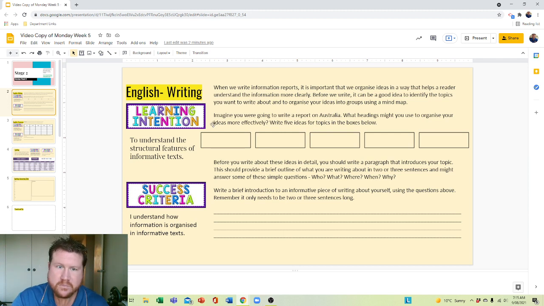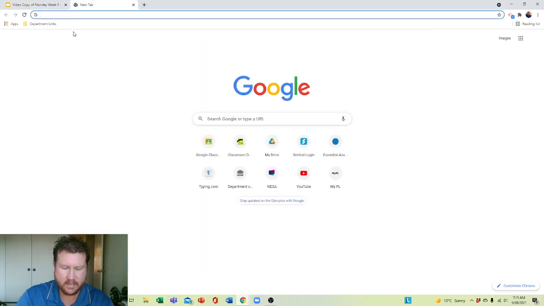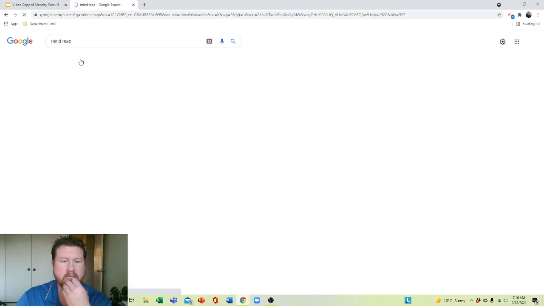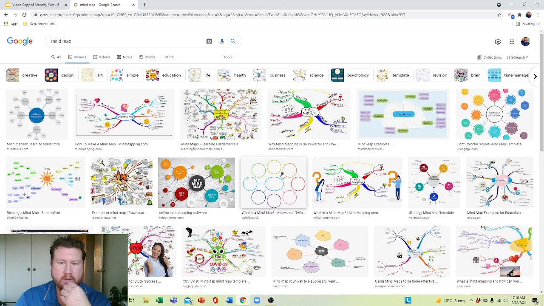So here we go. When we write information reports, it is important that we organize ideas in a way that helps a reader understand the information more clearly. Before we write, it can be a good idea to identify the topics you want to write about and organize your ideas into groups using a mind map. Just remember, a mind map looks like this. So you've got the main idea in the middle and other ideas around the outside. That's a mind map.